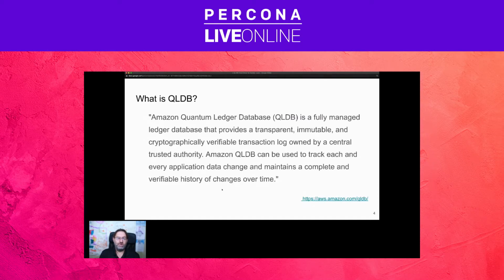So what is QLDB? I'm going to read Amazon's specific description. Amazon's Quantum Ledger Database is a fully managed ledger database that provides a transparent, immutable, and cryptographically verifiable transaction log owned by a central trusted authority. Amazon QLDB can be used to track each and every application data change and maintains a complete and verifiable history of changes over time. That's quite a lot to pack in as your introduction to this.